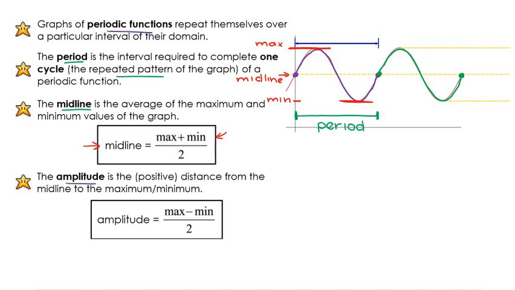The amplitude of our graph is the positive distance from the midline to the maximum, or from the midline to the minimum. The amplitude can be calculated by taking the max, subtracting the min, and then dividing by 2. So on our graph, the amplitude is the distance from the midline up to the maximum, or from the midline down to the minimum. So either one of those is our amplitude.